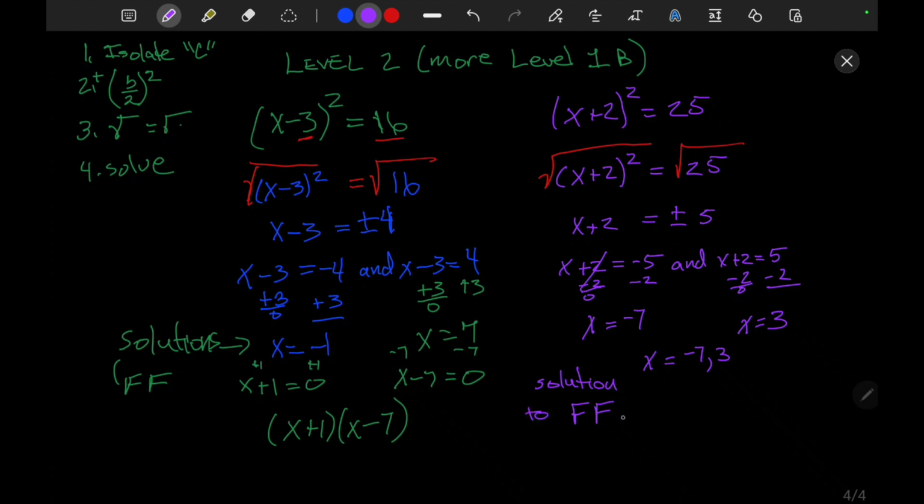Take the solutions to factored form in your notes. All right? That's the end of card 2. I'm going to pause, make sure you have everything and you understand before you move to card 3.